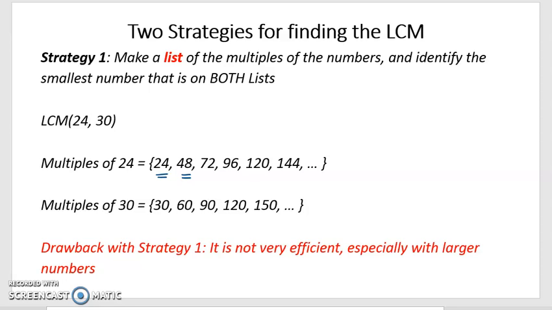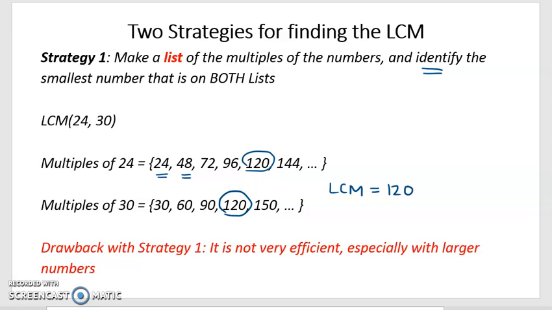What you then do is identify the smallest number that's on both lists. So 24 is on the list for 24 but not on the list for 30. 60 is on the list for 30 but not on the list for 24. If we keep going, it turns out the first number that appears on both lists is 120. So that implies that the LCM of 24 and 30 is 120.